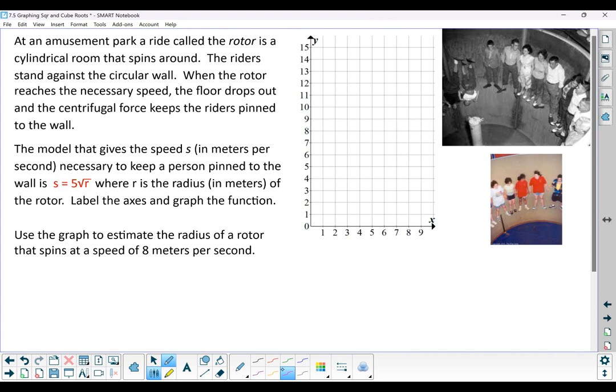So we've got an equation right here for this. The speed necessary to keep the person pinned to the wall is related to the radius. So for a larger cylindrical room, you need a faster speed. And the smaller the room is, the slower the speed is needed. So we want to graph this. The R is kind of like our x and the S is our y. So let's make a little table.